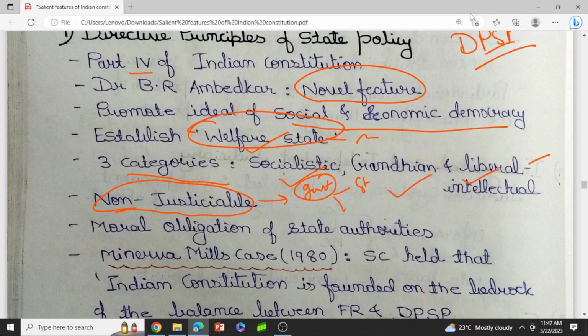There was a renowned case, Minerva Mills case 1980. The Supreme Court held that the Indian constitution is founded on the bedrock of balance between the fundamental rights and DPSP. Please remember this is very, very important. So a question came forward, which are more important, fundamental rights or DPSP. So this case actually cleared it. There should be a balance between both of them. They need to go hand in hand.